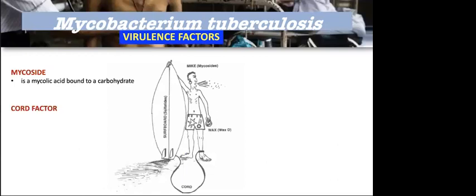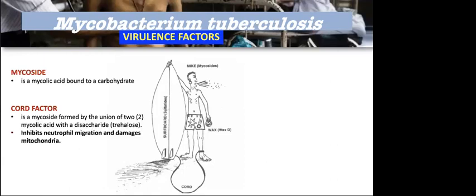Okay? Cord factor is a type of mycoside that is formed by the combination of two mycolic acid with a disaccharide, usually a trehalose. Okay, so again, the base virulence factor is mycoside, and then they would have several modifications to produce different types of virulence factors. So we have the cord factor, which has two mycolic acids, and then attached to a disaccharide. This virulence factor is actually really powerful.